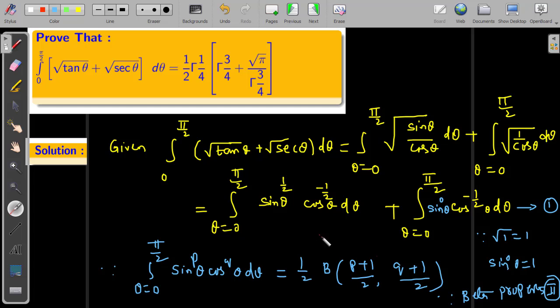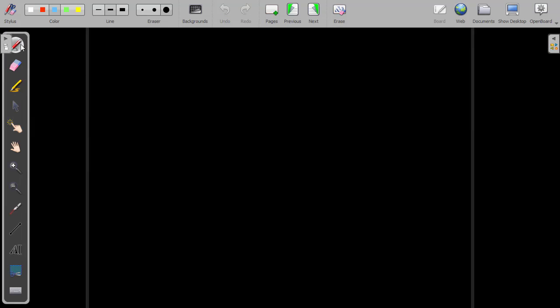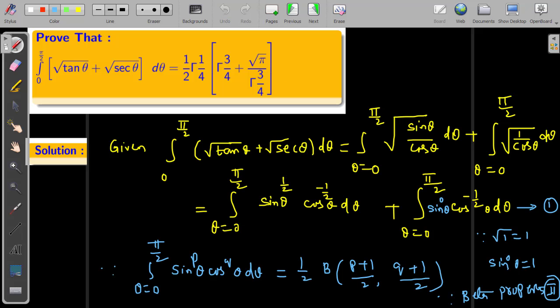Apply the same rule for both integrals. The next step, I will add a new page. Here this could be written like this. This is equal to half times beta of p plus 1 by 2. For the first integral, this is p, and this is my q. Similarly, this is p.